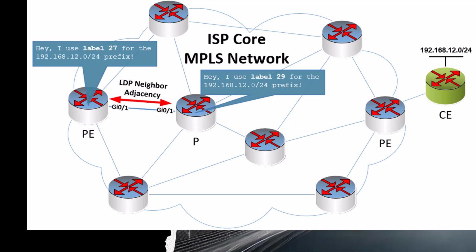So for a destination network of 192.168.12.0/24, which exists on this customer network here, this PE router via LDP assigns a local label of 27. And this assignment is recorded in the LFIB. But this P router here has assigned a locally significant label of 29 for this same prefix. And through LDP, the P router informs the PE router of this information. So from the point of view of this PE router here, the local label is 27 and the remote label of the next hop node is 29.